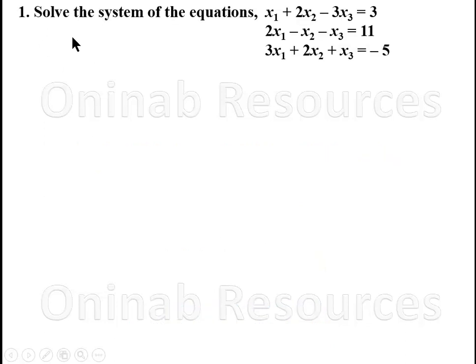Let's go. Problem 1. Solve the system of equations: x1 plus 2x2 minus 3x3 is equal to 3; 2x1 minus x2 minus x3 is equal to 11; 3x1 plus 2x2 plus x3 is equal to negative 5. So we are going to form four matrices here.